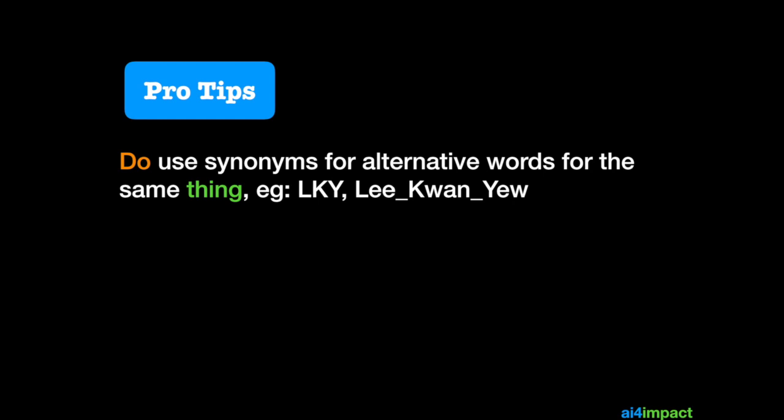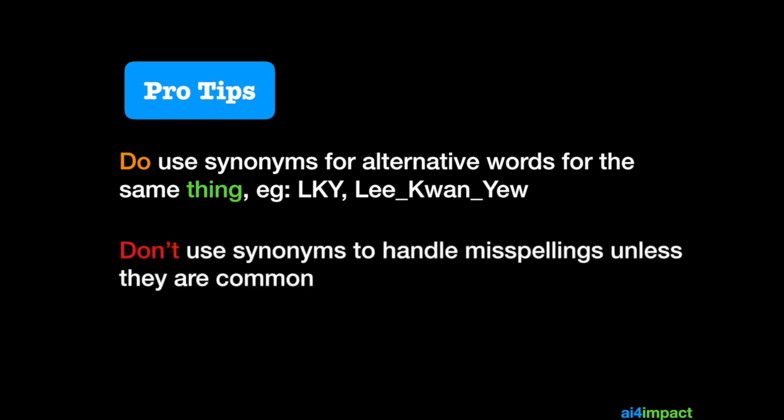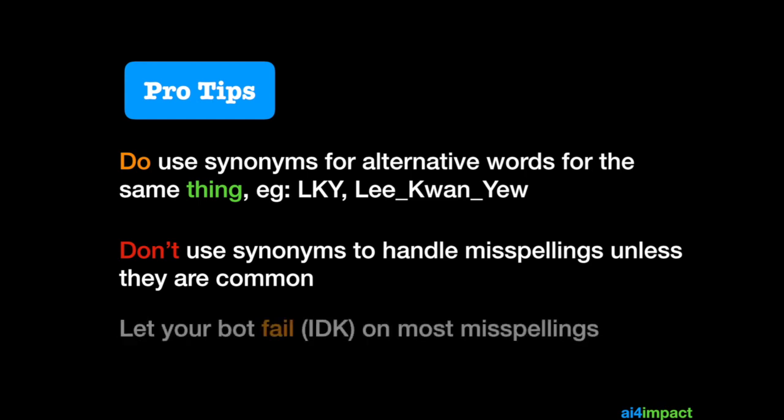All right, having said that, you should use synonyms for alternative words for the same thing. If you have different words or different phrases to mean the exact same thing, like LKY and Lee Kuan Yew, both refer to the same person, so that's where you use synonyms. Avoid using synonyms for misspellings like I have for bubble tea, for example, unless they are really common. And you can tell if they're common or not by logging the response from your users and analyzing the logs. In all the other cases for misspellings, you should let the bot just fail with an IDK.